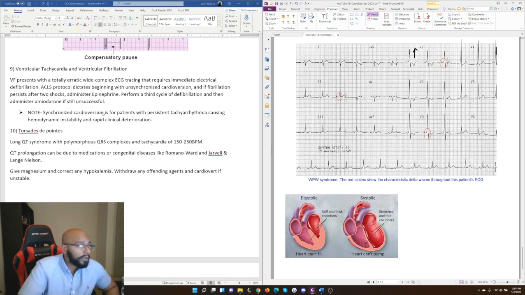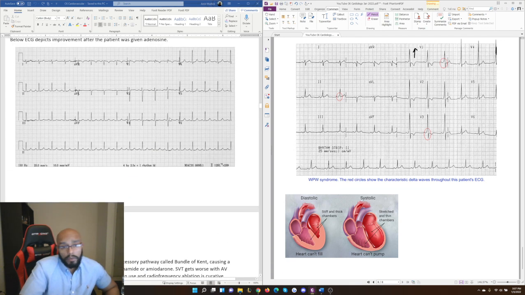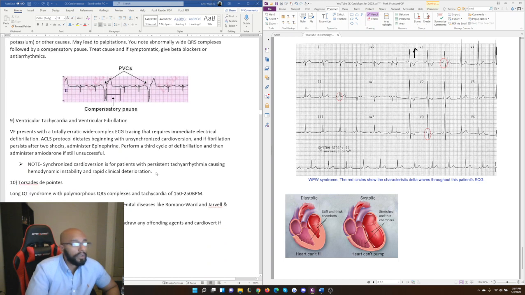Note that synchronized cardioversion is for patients with persistent tachyarrhythmia causing hemodynamic instability and rapid clinical deterioration. But in patients with ventricular fibrillation, you use unsynchronized cardioversion. There is no sync to actually work with in the patient with ventricular fibrillation. Whereas in atrial fibrillation, you use synchronized because there is synchrony with the ventricles. The ventricles are actually beating correctly. It's the atria that aren't. So you give a shock that's synchronized to the ventricular beat. Right? You don't want to mess up the ventricular beat.